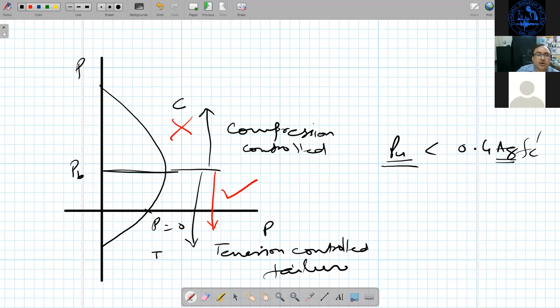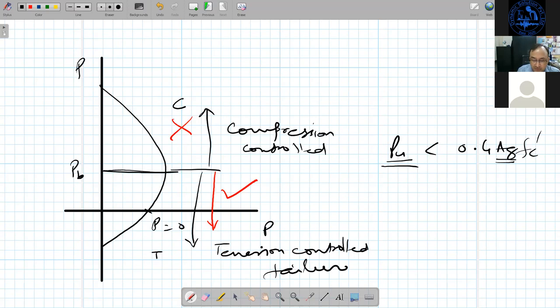So area of the column should be selected in such a way, the cross section should be selected in such a way that the column is in tension control range. In no case the axial force should be more than 0.4 Ag fc'. Okay, and this will enhance ductility. So it is not the slenderness which is going to govern.